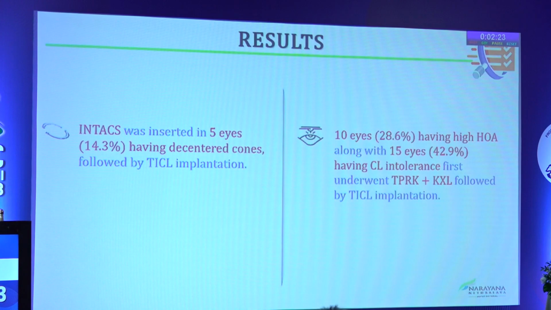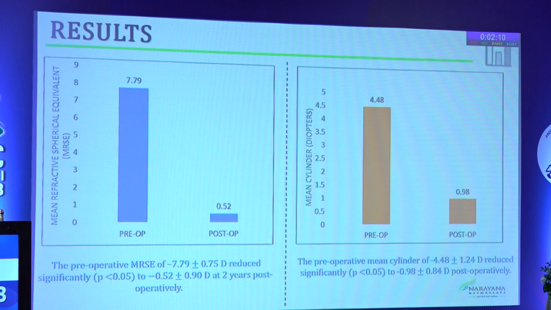So what we found out was that INTACS was inserted in 14% of the eyes having decentered cones to begin with, which was followed by TICL implantation. 10 eyes having high HOA along with 15 eyes, that is 43% of the eyes having contact lens intolerance, were first subjected to a laser-based cross-linking followed by ICL implantation.